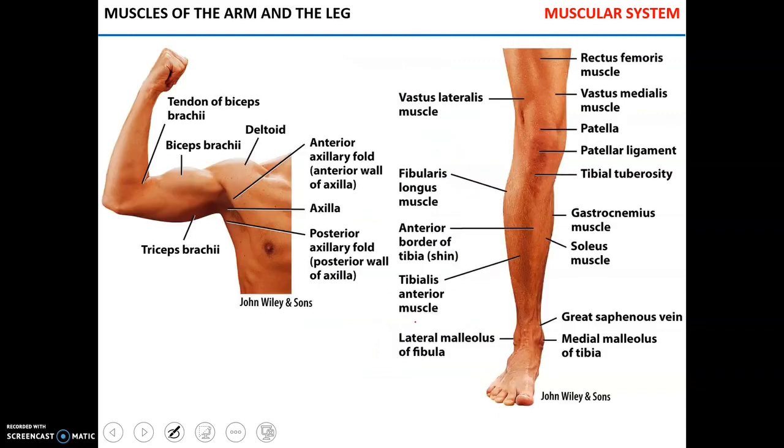Now some more muscles of the arm and shoulder. We're going to look at some different aspects. So we've got biceps brachii and triceps brachii, an antagonistic pair. Biceps flexes the elbow and triceps extends it. Deltoid, as I mentioned, abducts the arm. Vastus medialis, vastus lateralis, and rectus femoris, the muscles that extend your knee. Gastrocnemius and soleus are responsible for plantar flexion. Fibularis longus muscle is responsible for the lateral movements of your foot.